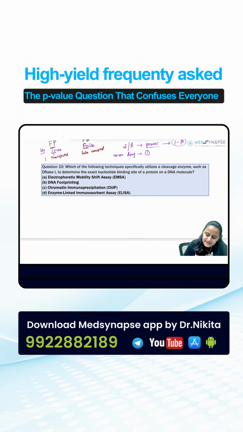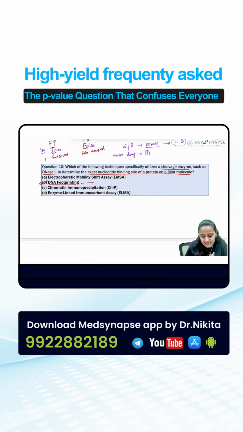Which of the following techniques specifically utilizes a cleavage enzyme such as DNase to determine the exact nucleotide binding site of a protein on a DNA molecule? Have you solved any PYQ based on this topic? Have you seen any PYQ? There was a question on DNA footprinting. So this is how a PYQ can be modified.